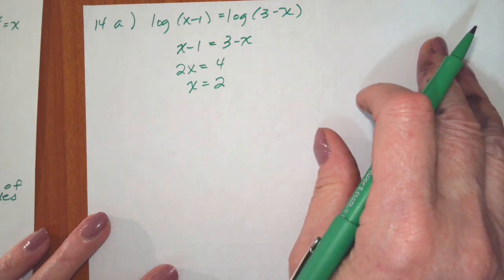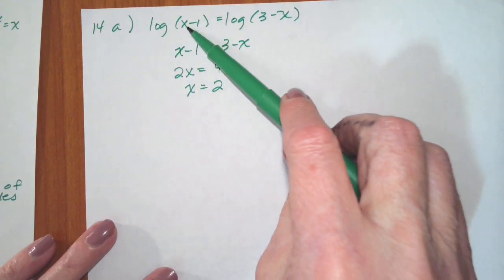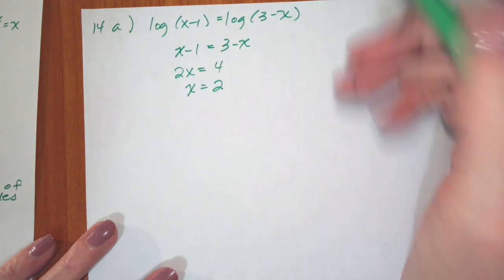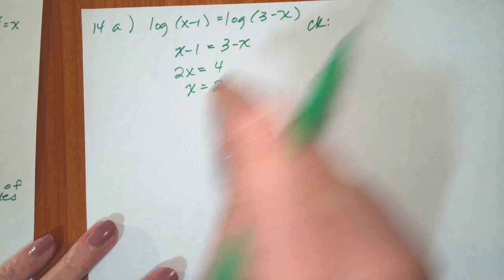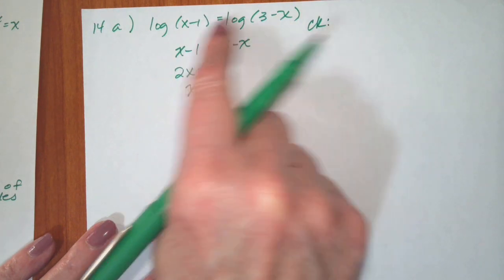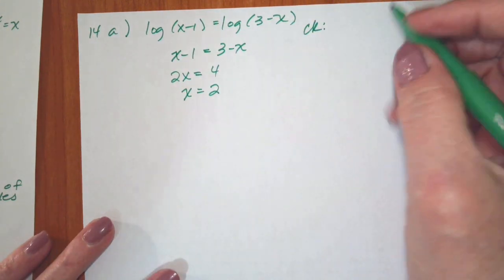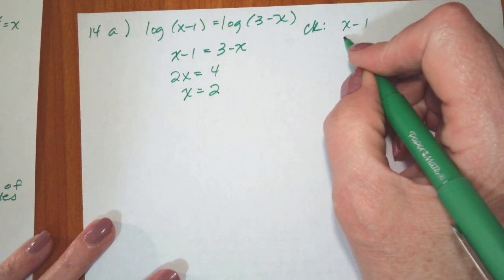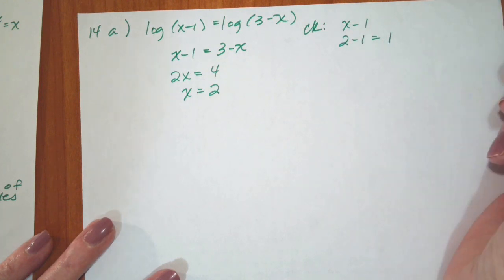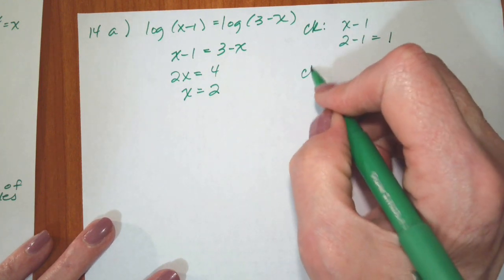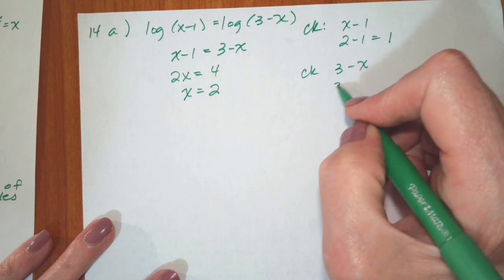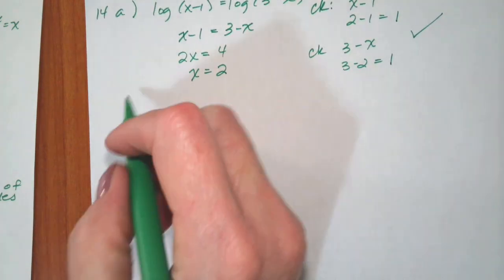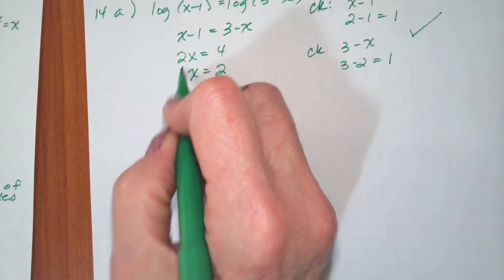Okay. Now the deal on this is, remember, your argument has to be greater than 0. It cannot equal 0. It cannot equal a negative number. So I have to check and see if putting 2 into either of these makes the argument less than 0. So if I'm going to check x minus 1, 2 minus 1 is 1. If I check 3 minus x, this becomes 3 minus 2, which is also 1, so everything is fine. And that is a solution.